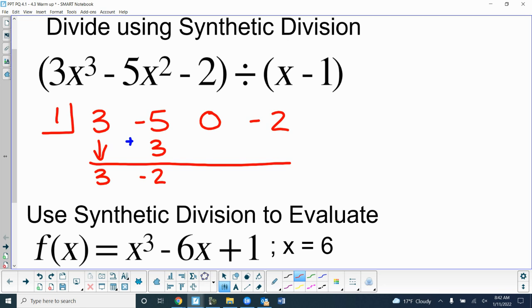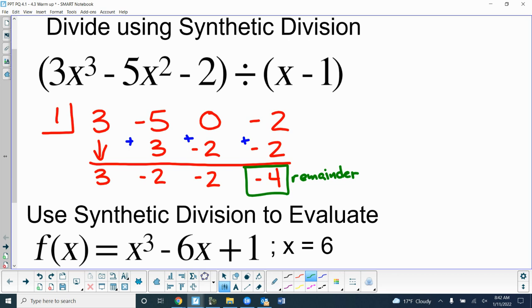And then I go 1 times -2, put that under the 0, and then again, I add those two numbers to get -2 down here again. And 1 times -2, again, is -2. And then I add those two to get -4. This number is our remainder in our synthetic division.